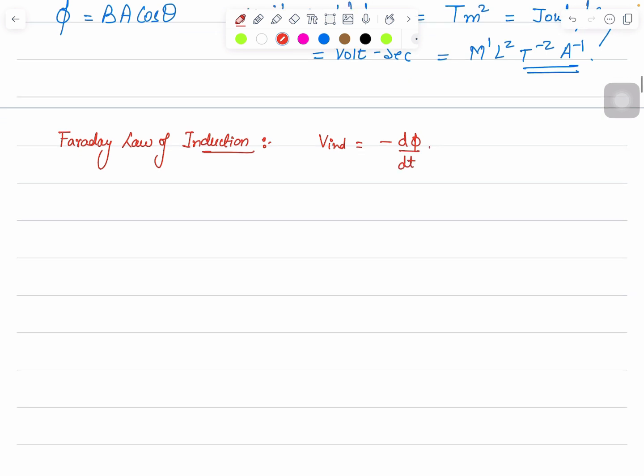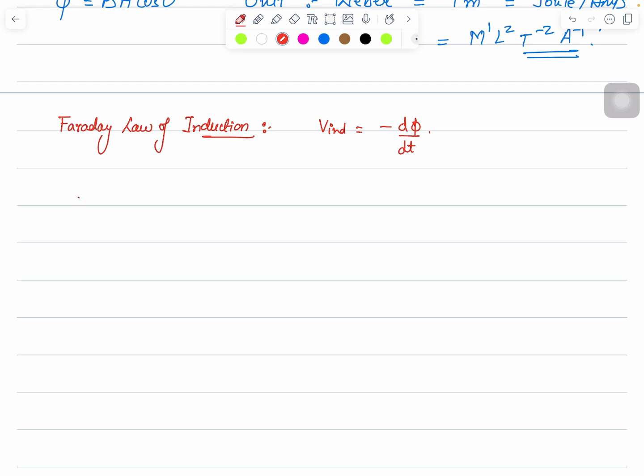Okay, we need to understand few factors here. We know flux is equal to BA cos of theta. Okay, so if the flux is changing, how many factors can change? There is a possibility of 3 factors. Number 1, B can change. Number 2, A can change. Number 3, theta can change. Let's say theta is equal to omega t. That is from the angular motion.